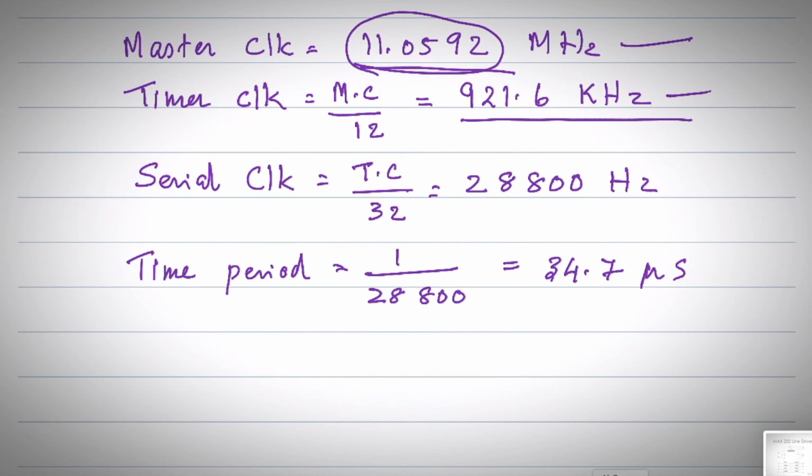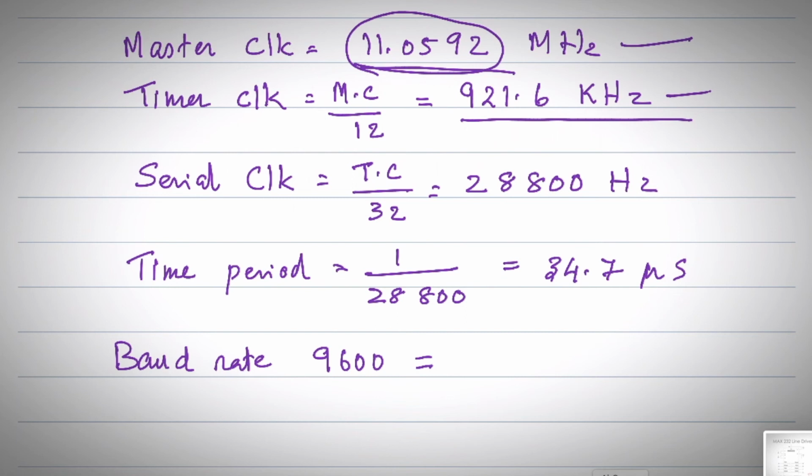Now my question is, suppose my baud rate is 9600. In the signaling method we are using, the baud rate and bit rate are the same. So we can say the frequency is 9600.